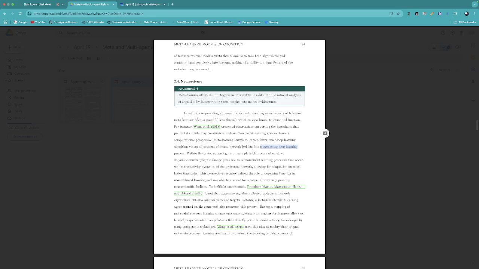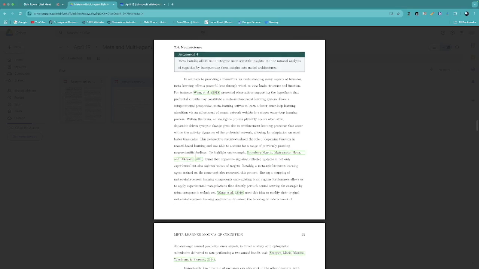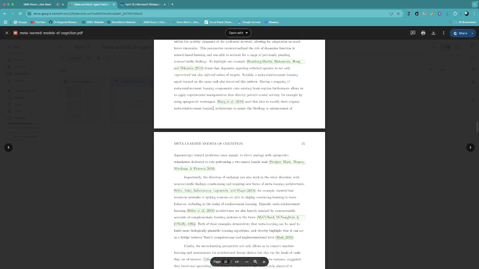So, all of this is to say that you have this architecture that can be described in this Bayesian model, and it can also operate as a learning and meta learning system. Within the brain, an analogous process plausibly occurs. We are able to have adaptation on much faster timescales. This perspective recontextualized the role of dopamine function in reward-based learning and was able to account for a range of previously puzzling neuroscientific findings. So this is where they talk a little bit about the neuroscience of reinforcement learning and meta reinforcement learning and so forth.